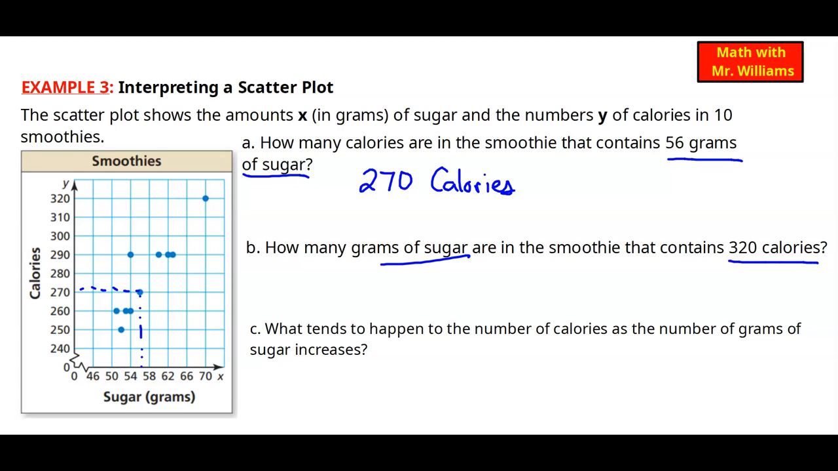All right, let's go over to 320 on the calorie side. I'm going to march across, and then go downward until I find my result for sugars, and that would be 70 grams of sugar. Okay, C, what tends to happen to the number of calories as the number of grams of sugar increases? Well, they are also increasing. You can see that by the positive linear relationship.